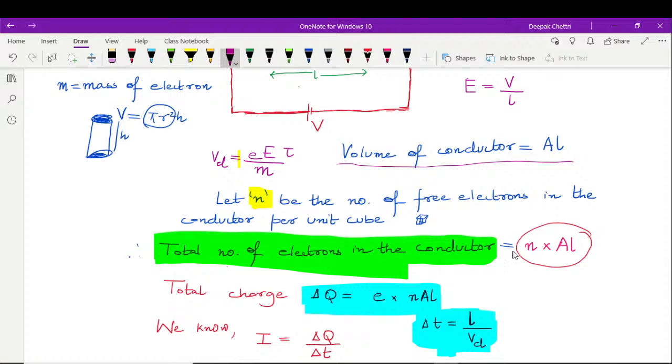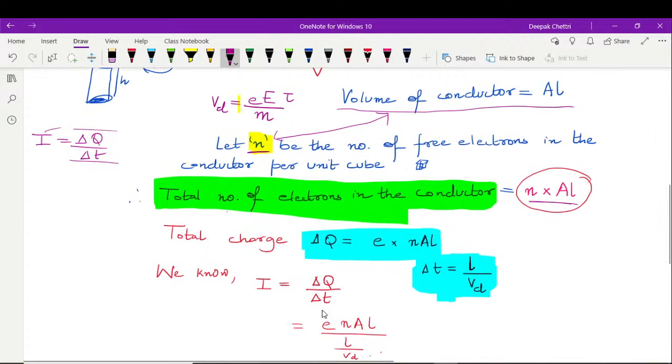So how will we get the total number of electrons? Multiply this n with the total volume, and that is n into Al. And to get the total current, since the formula for current is delta q by delta t, I have to find the total charge flowing in delta t time. The total charge I can get by multiplying this number of free electrons with the charge of each electron.